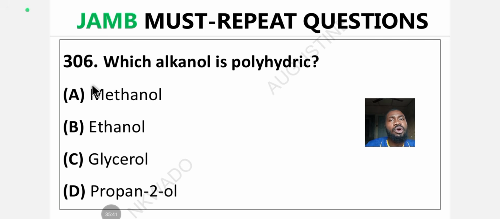Question 306. Which alkanol is polyhydric? A. Methanol. B. Ethanol. C. Glycerol. D. Propan-2-ol. What's the answer? Can I see you drop the answer in the comment section? This is more now.